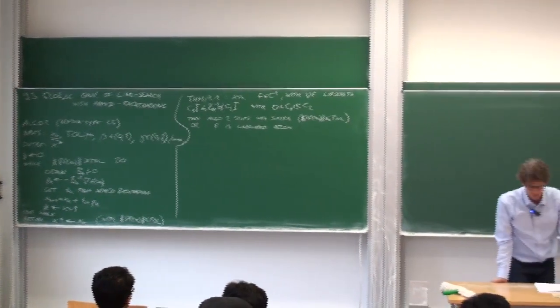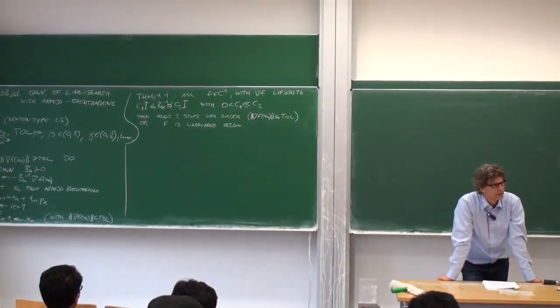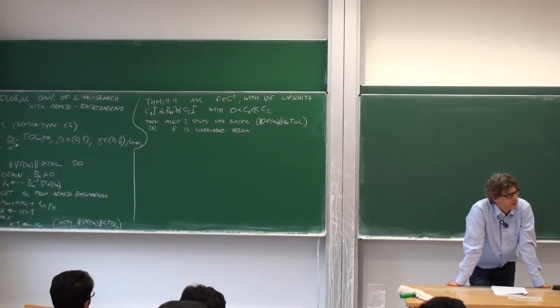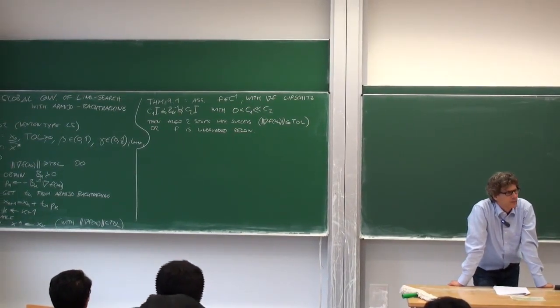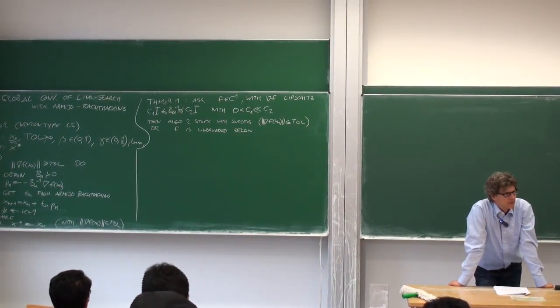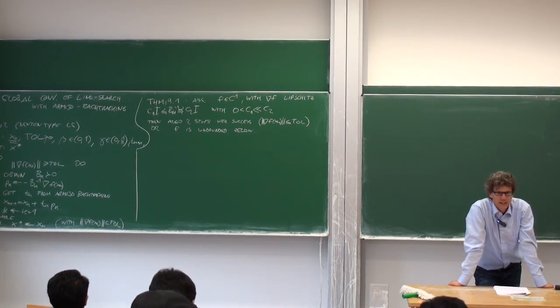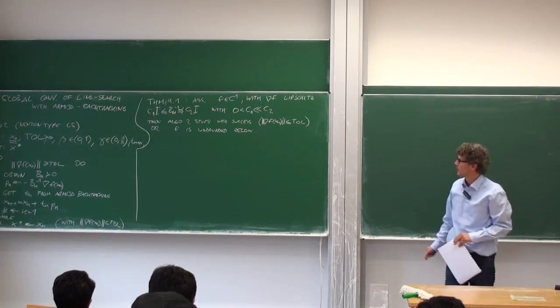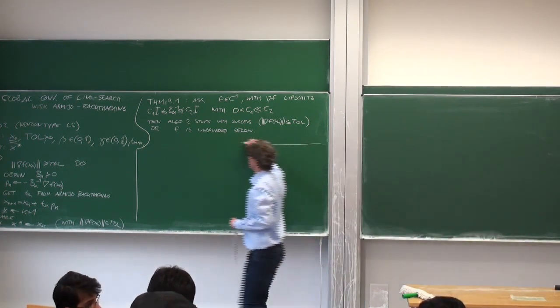So this is a short statement. Basically you can give any tolerance that you want, and your algorithm will stop after some number of iterations. So it cannot get stuck. So that's the theorem, and I want to prove it.